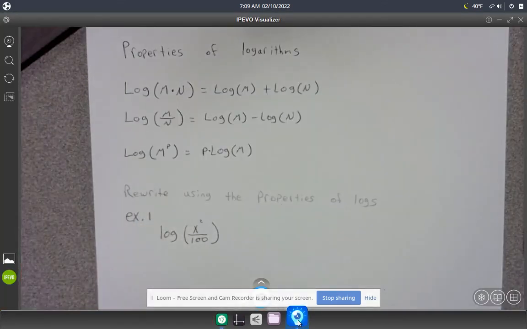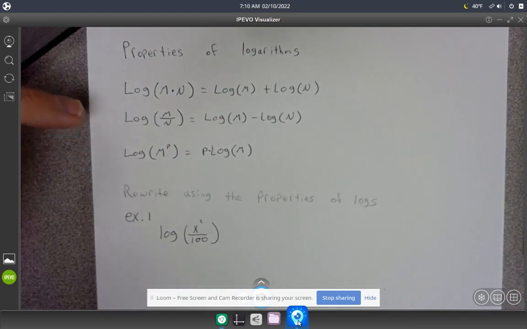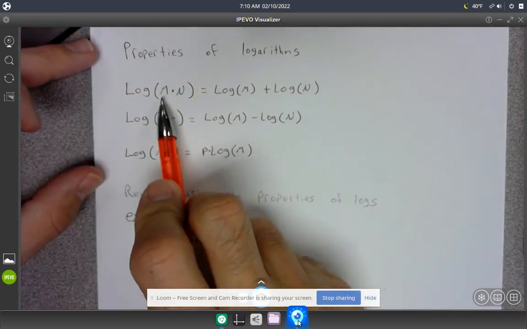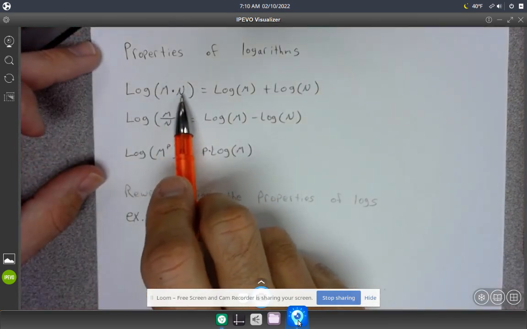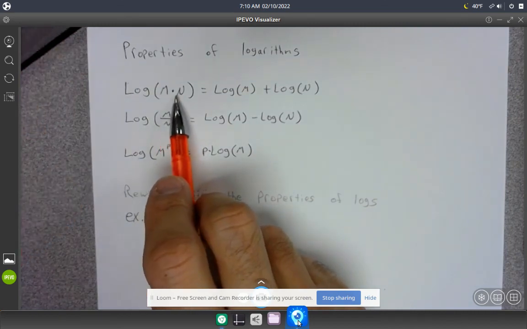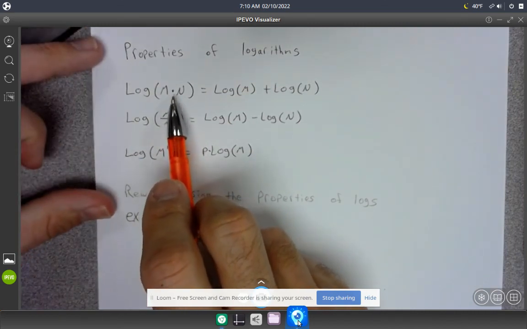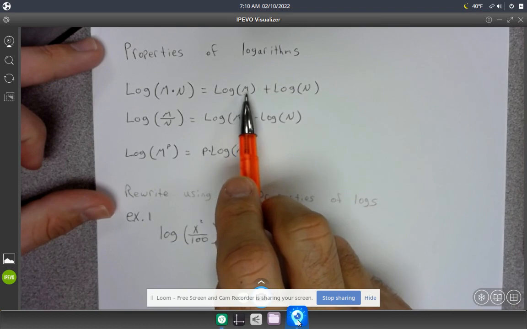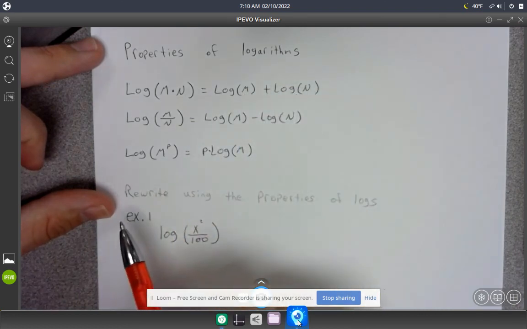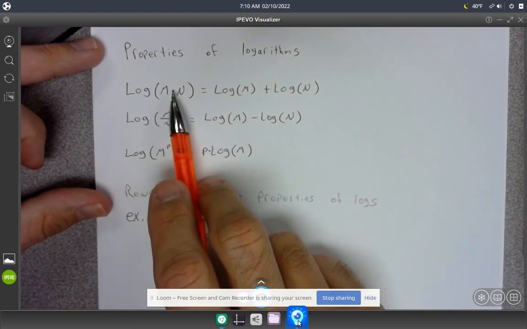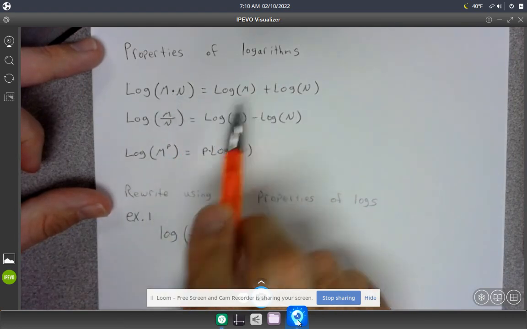All right, so in this video, we're going to look at the three main properties for logarithms. The first one is when you're taking the log of two things that are being multiplied, the log of a product, that can be rewritten as the sum of the two logs. Okay, it just changes it from the multiplication here to an addition.